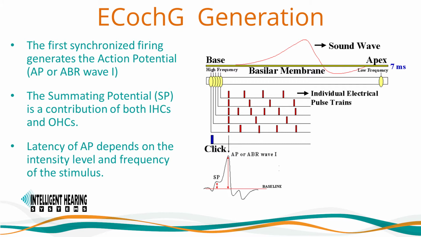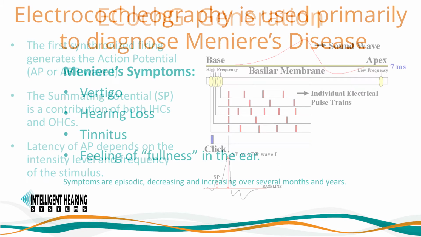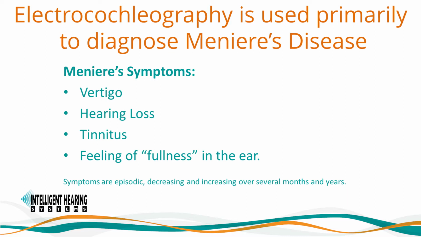The summating potential, also known as the SP component, results from the contribution of both inner and outer hair cells of the cochlea. The latency of the AP will depend on the intensity level as well as the frequency of the stimulus. So what are the clinical applications of eCoG measurements?